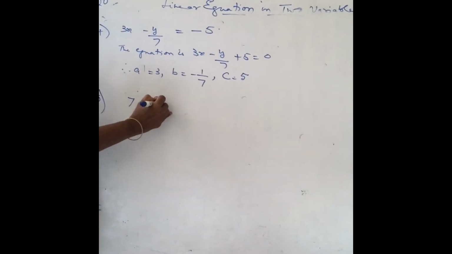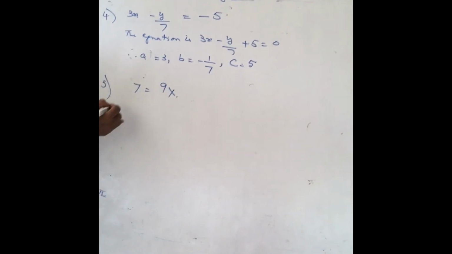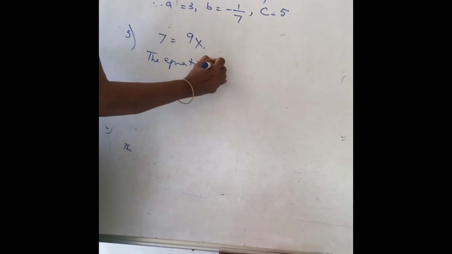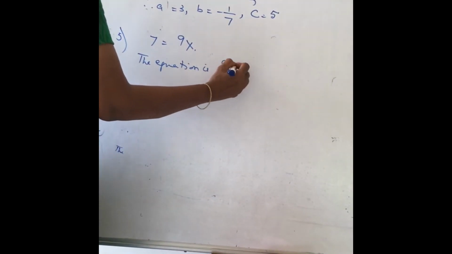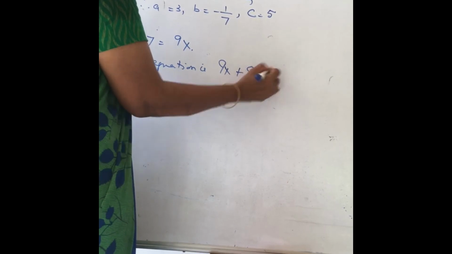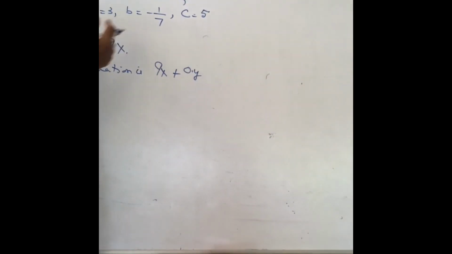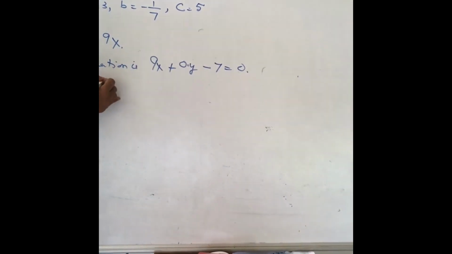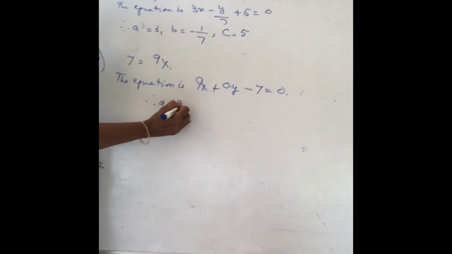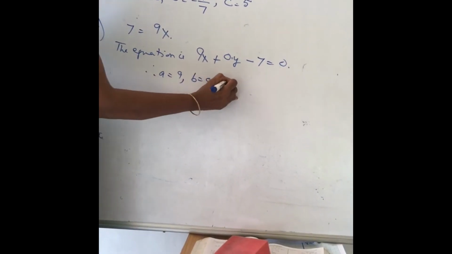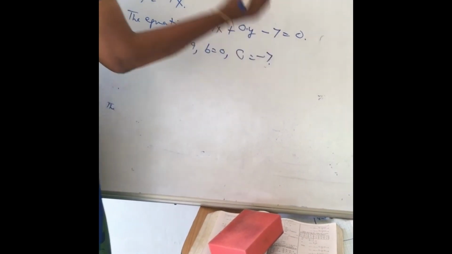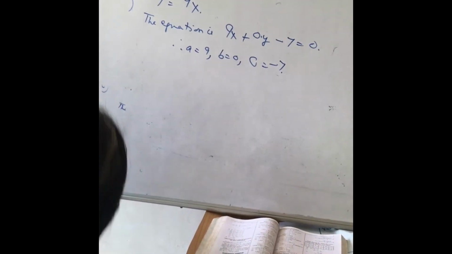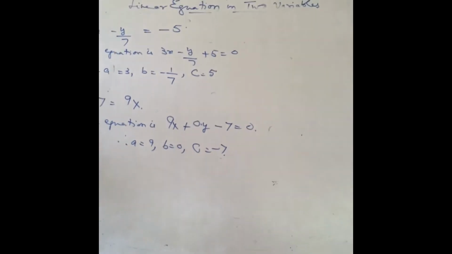7 is equal to 9x. What is that equation? No y term. So what do you write? All the terms should go to one side, children. 9x minus 7 is equal to 0. Therefore, A is equal to 9, B is equal to 0, C is equal to minus 7. Yes.